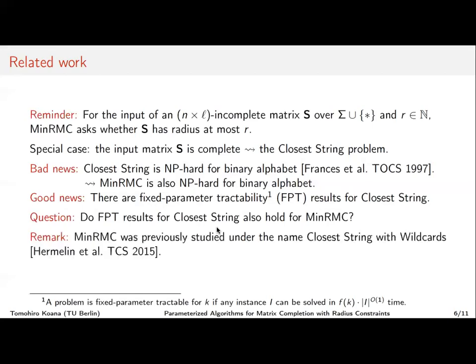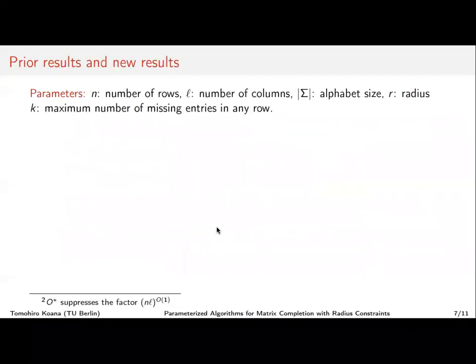I also have to remark that the minimum radius matrix completion problem, as we call it, was also studied by someone else under the name closest string with wildcards. Okay, let's get to what is known and what we found. To generalize what is known for closest string, we consider the parameter k, the maximum number of missing entries in any row.